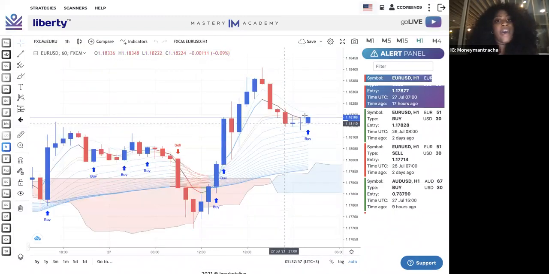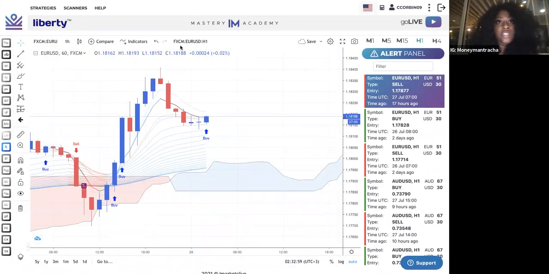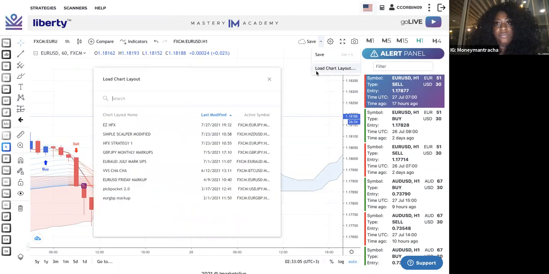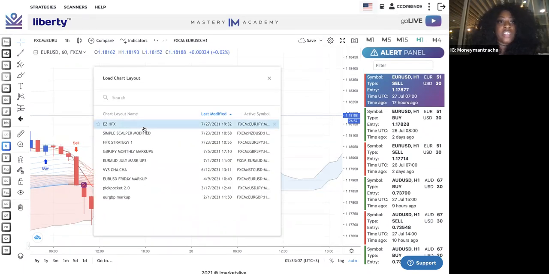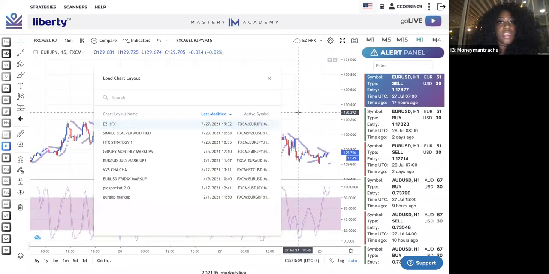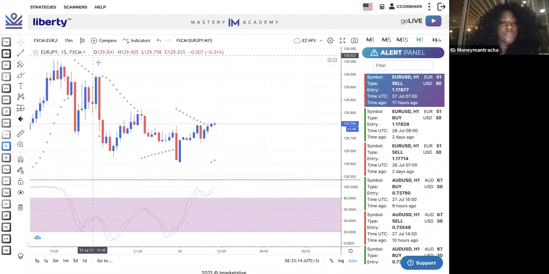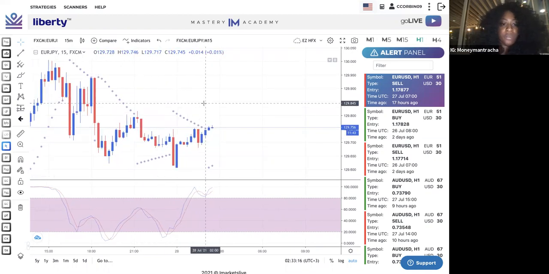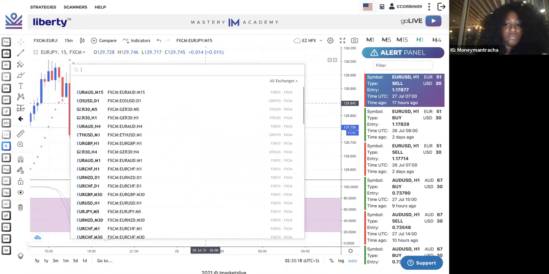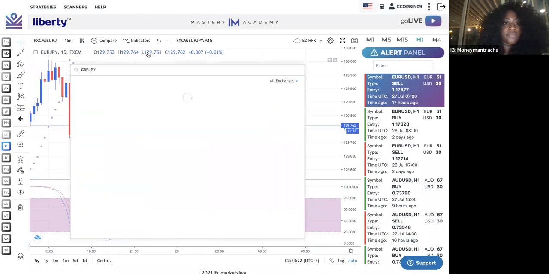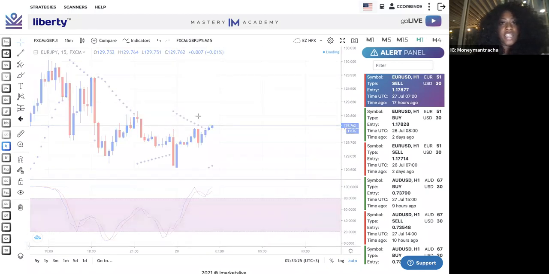So I'm going to do a little bit of lots, but I don't want to use Web Slinger. I'm going to click this arrow next to my cloud, click save, load chart layout, and then I'm going to click Easy HFX. There we go. Now, the thing is, it's always going to take you back to the currency pair that you started with, but you can just, of course, go to something else. Let's see if we want to do AUD, USD, GBP, JPY, and see how that's looking on the 15.